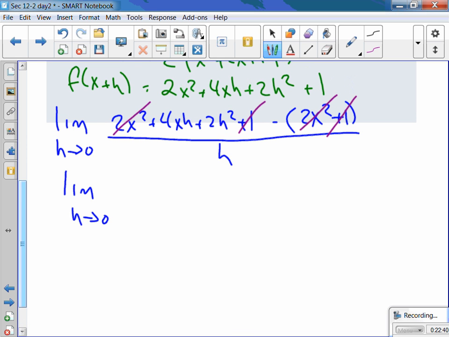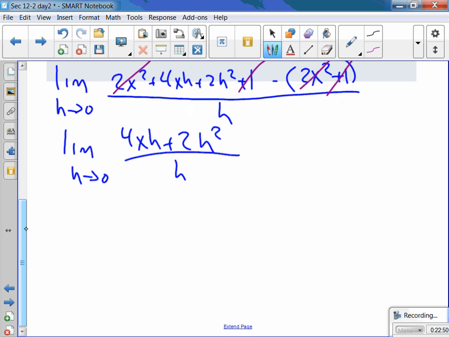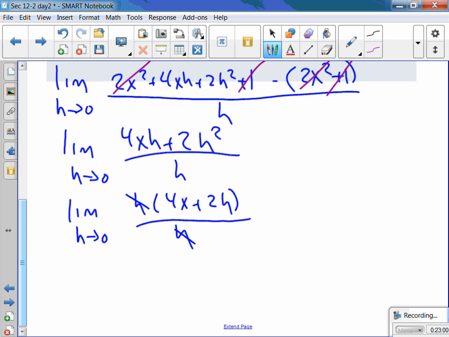All right, factor out an h. Divide out our common factor, and I'm left with the limit of 4x plus 2h as h goes to 0. So what do we do, Michael? Absolutely. Use our direct substitution, let h equal 0, giving us 4x. So this is a difference quotient for any x.